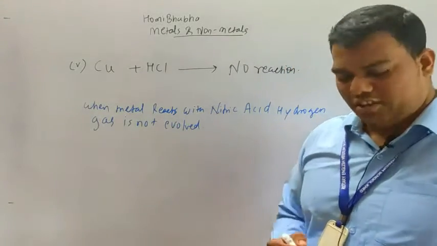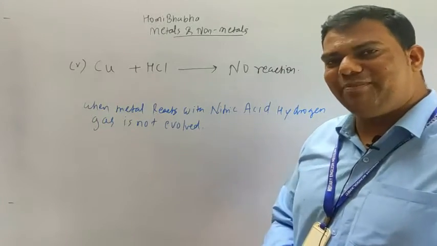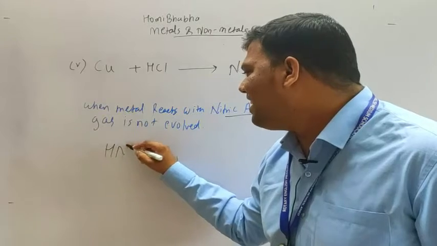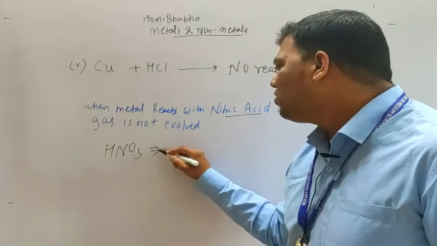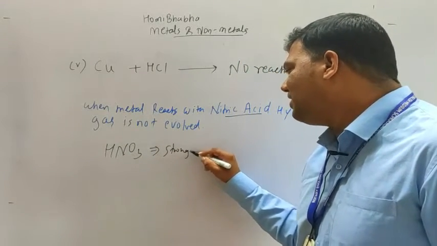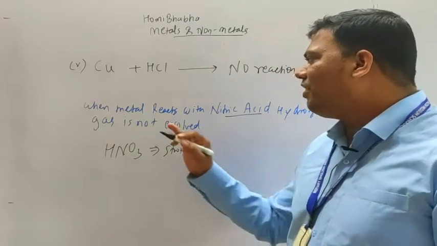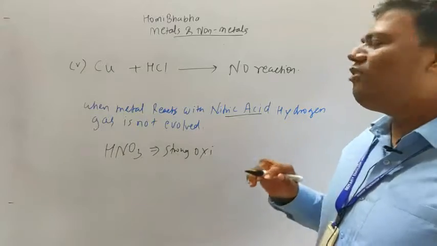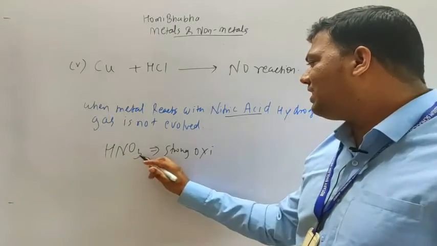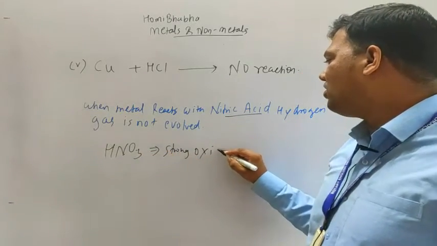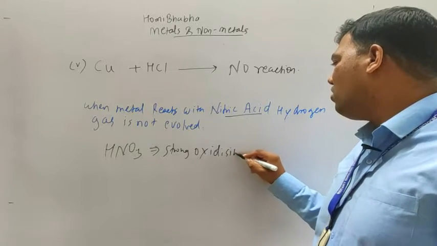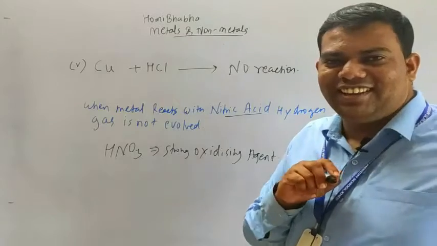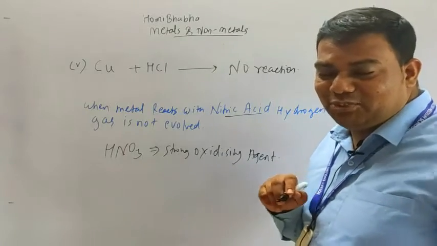Because what happens here? This nitric acid acts as a strong oxidizing agent. When a metal reacts with nitric acid, it does not evolve any hydrogen gas because nitric acid is a strong oxidizing agent. So what does strong oxidizing agent mean?